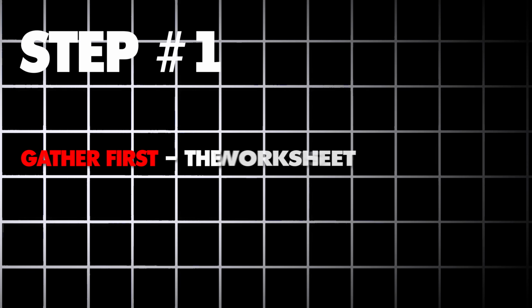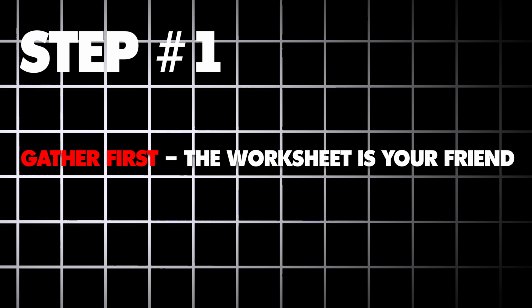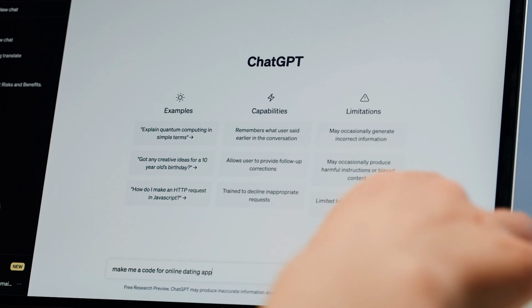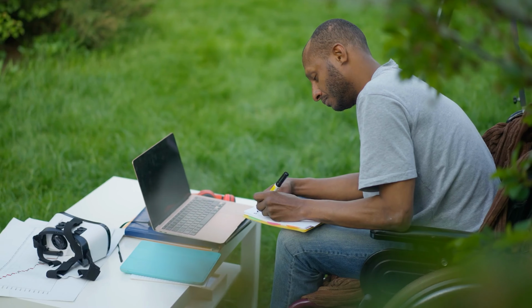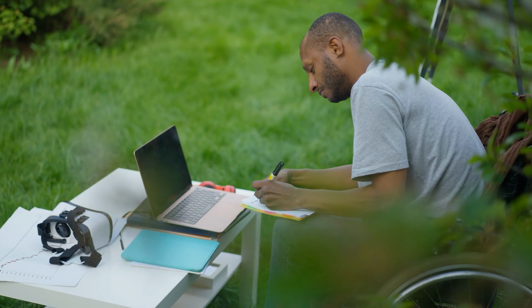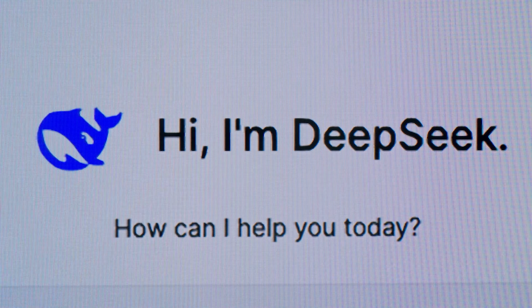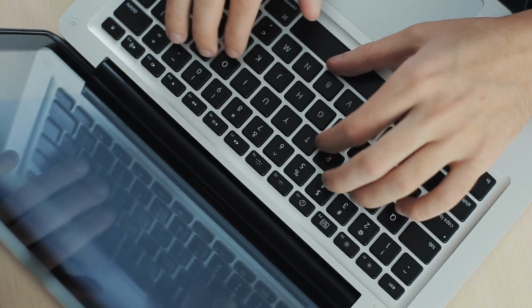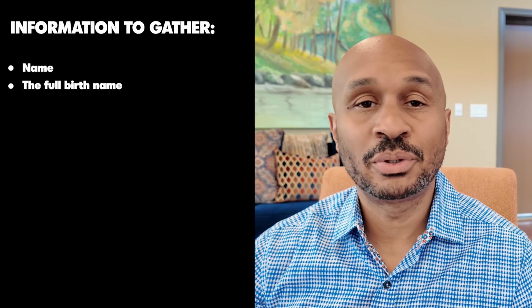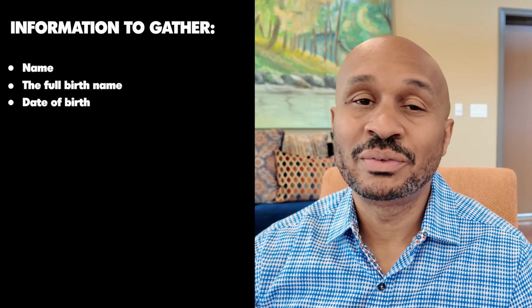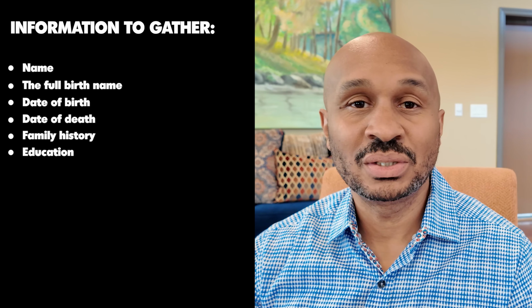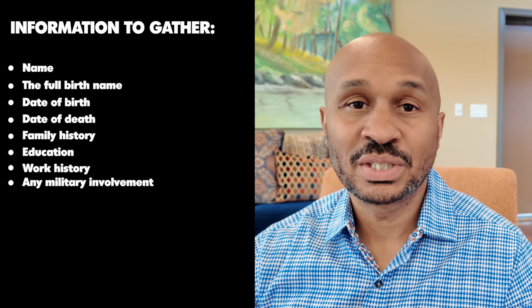Step 1, gather first. The worksheet is your friend. Before you open ChatGPT or any other AI tool, use this worksheet first to gather your information. The AI, or any AI, can't really help you if you don't feed it the right details. You're going to want to have available the full birth name, date of birth, as well as date of death, family, history, education, work history, any military involvement.